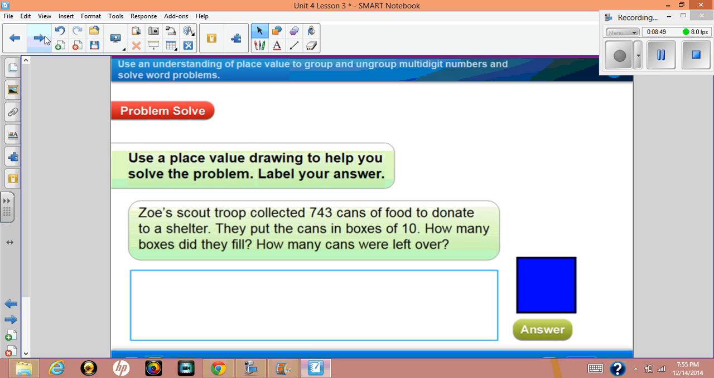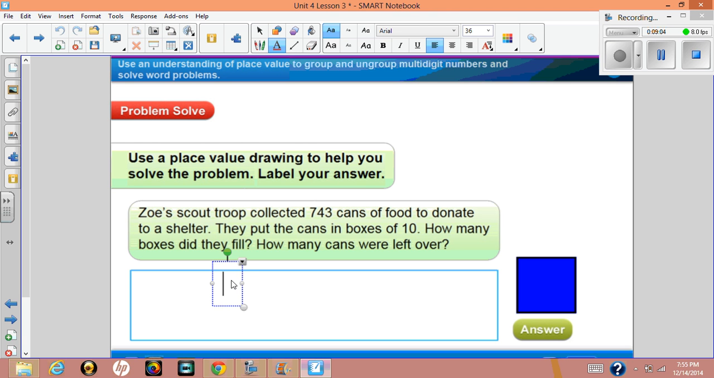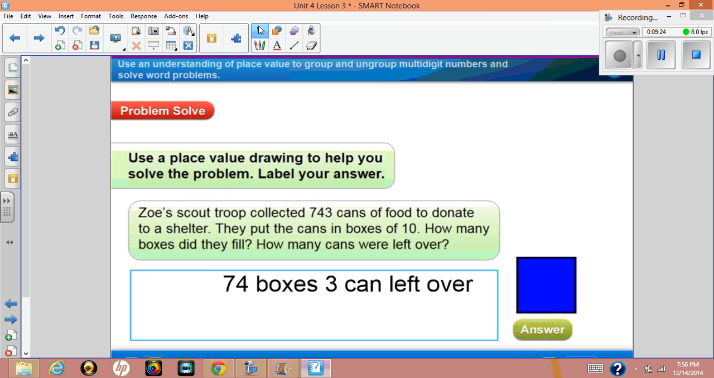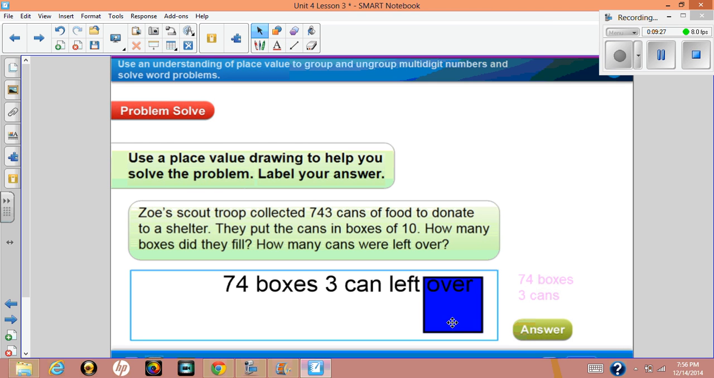In boxes of 10. If they put them in boxes of 10, we would have 73 boxes. Let's see if we're right. We'll write this, or 74 boxes, with 3 cans left over. Let's see if we're correct. Oops. I'll go back to my cursor. Oh, 74 boxes and 3 cans left over.